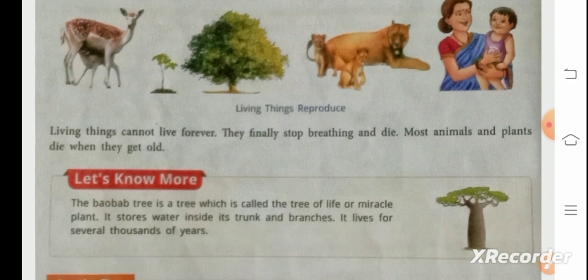Living things, again, this is very important: living things cannot live forever. After some age, or for some other reason, living things will die. Most animals and plants die when they get old, or for some reason, animals, plants or human beings will die.